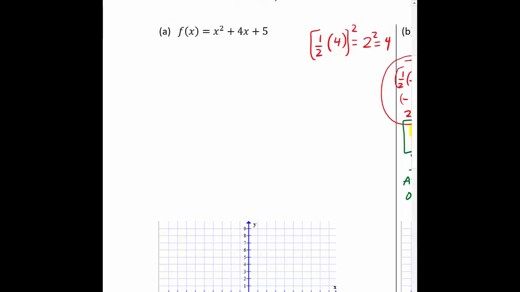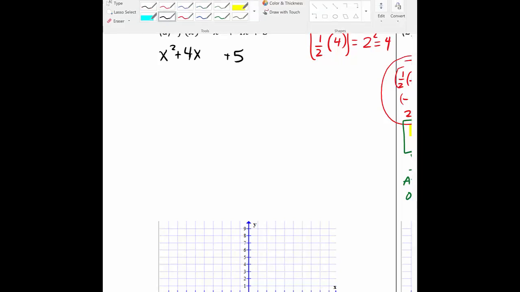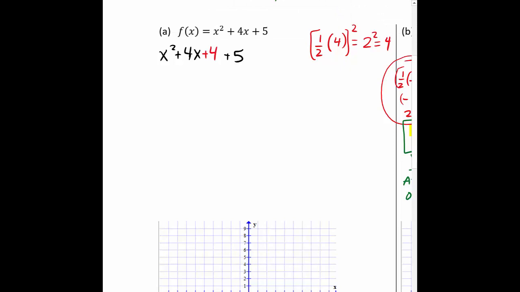Alright, so as it says, you're going to rewrite this guy. It's x squared plus 4x, but after the 4x, I'm going to add the magic number. So I'm going to leave some space there. You're adding 4 here, but then to balance it out, you're subtracting 4 there.